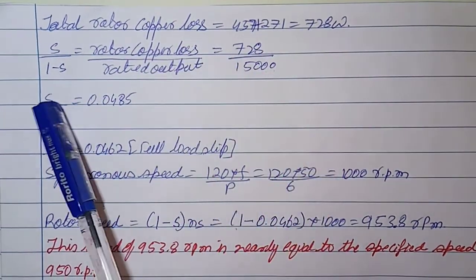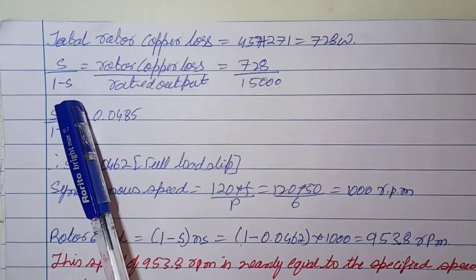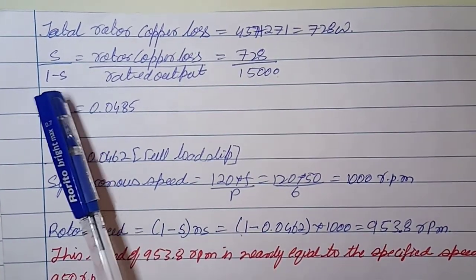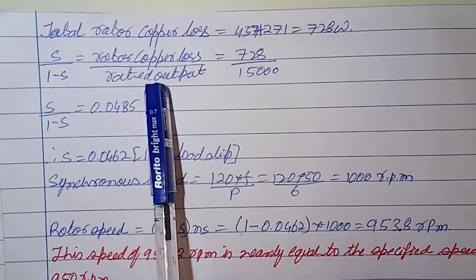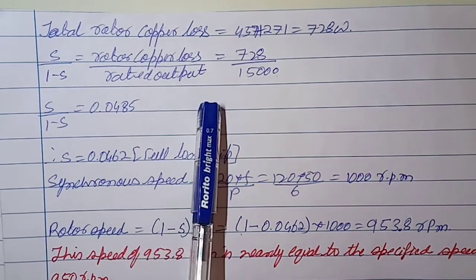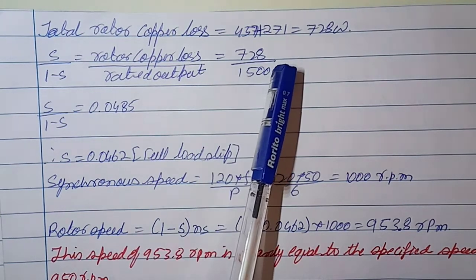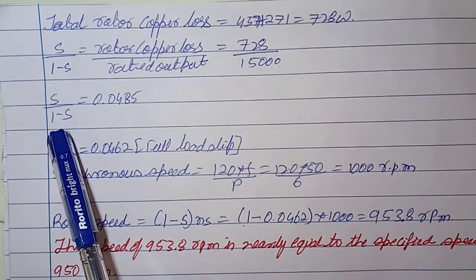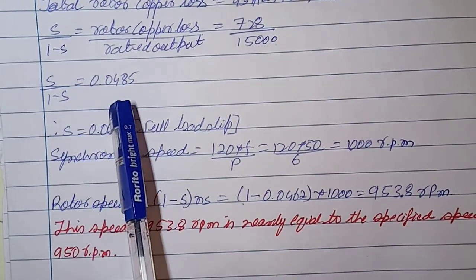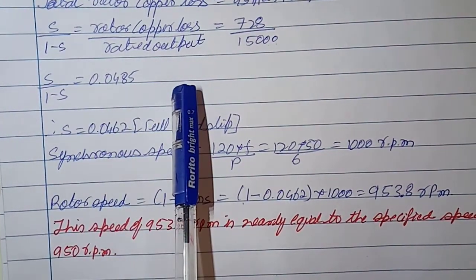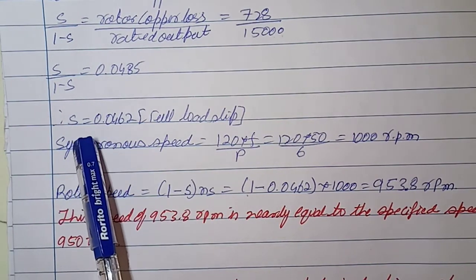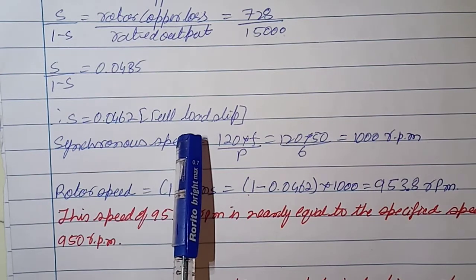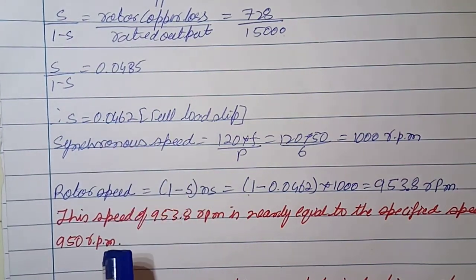Okay, so again from the basic equation, S by 1 minus S is equal to rotor copper loss divided by rated output. So copper loss is 728 and 15 kilowatt, so 15,000. So S by 1 minus S is 0.0485. Okay, so on solving this we get S to be 0.0462, that is the full load slip, which is 4.6%.